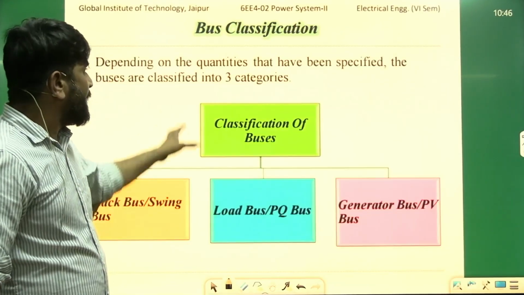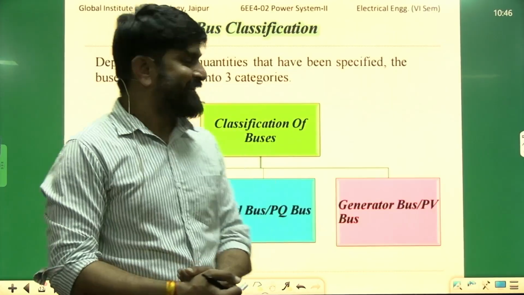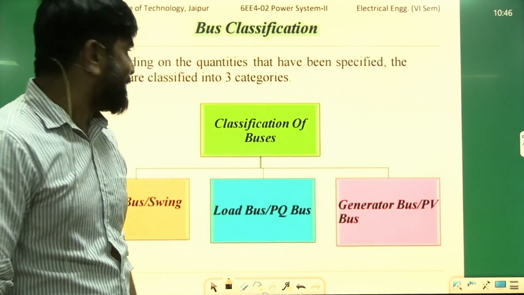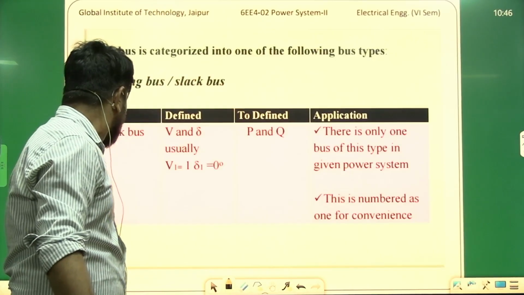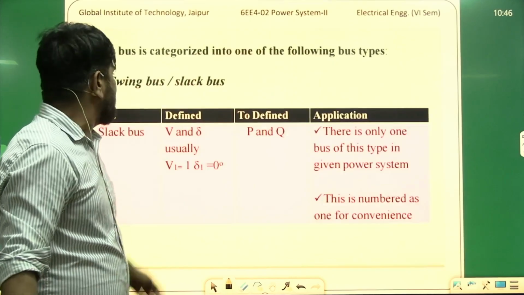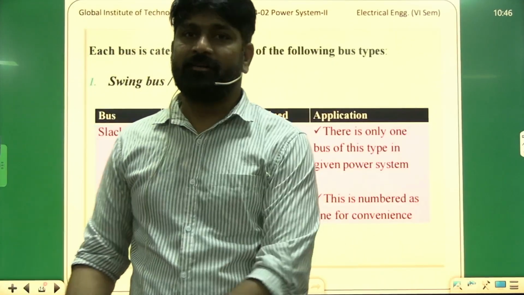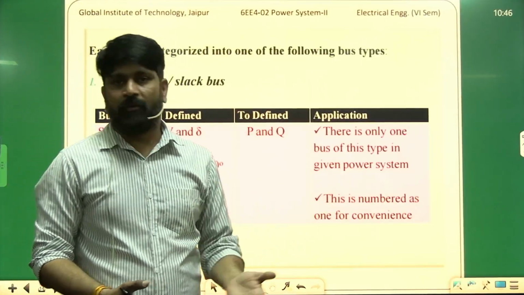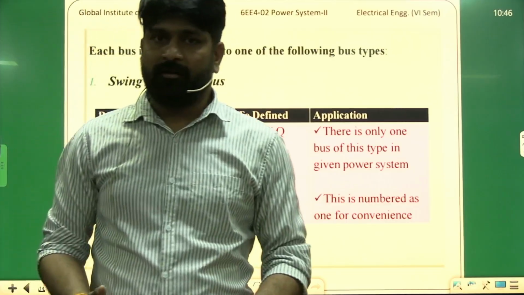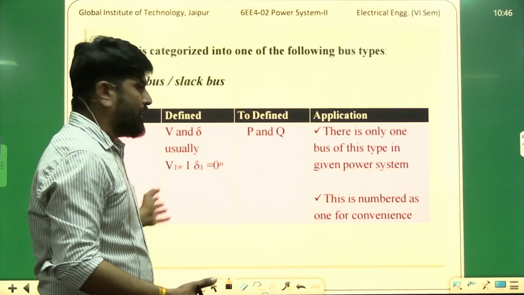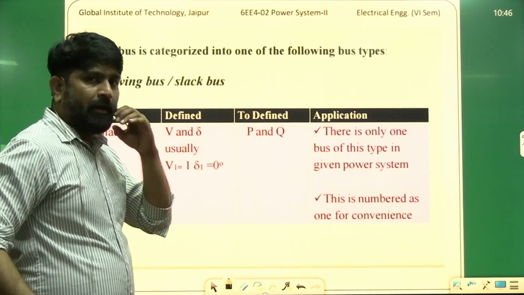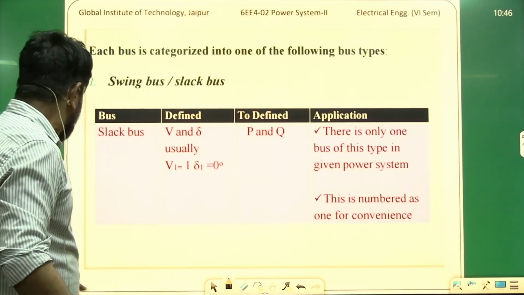What is the bus? Here are the types of buses. Bus types are slack bus, load bus or generator bus. In this, some variables are defined and some are not defined. Sometimes active power is defined, sometimes reactive power is defined. We consider all and we calculate everything.